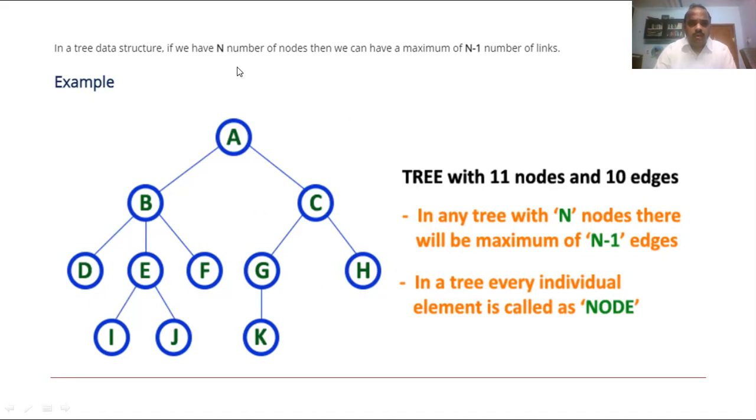So if a tree has n number of nodes, then we can have a maximum of n minus 1 links. Clear? A tree with 11 nodes has 10 edges. Each link is called an edge. In any tree with n nodes, there will be a maximum of n minus 1 edges. In a tree, every individual element is called a node.